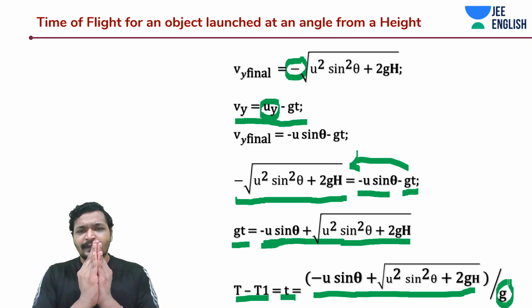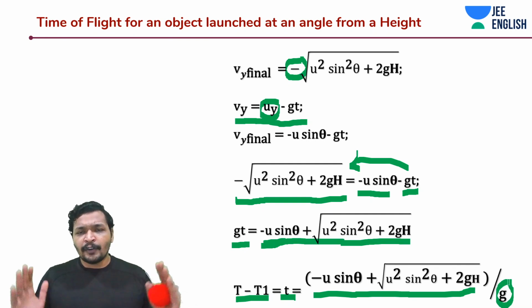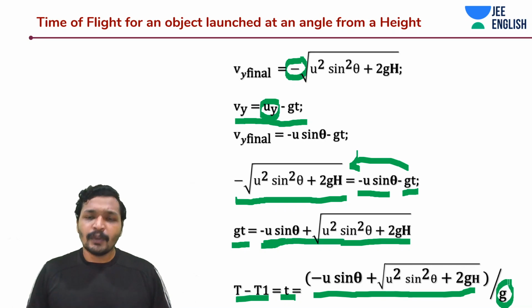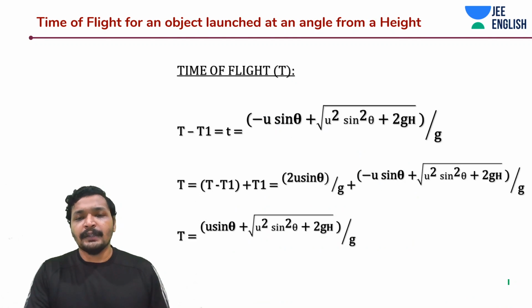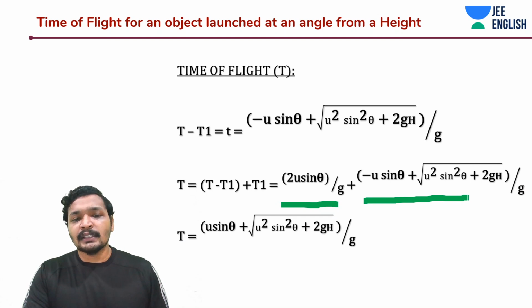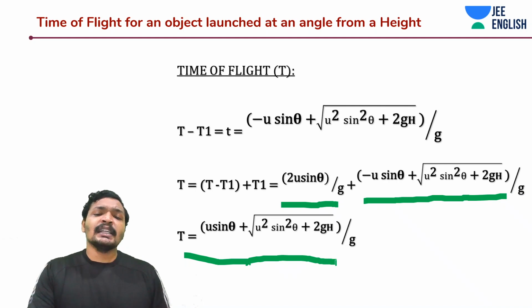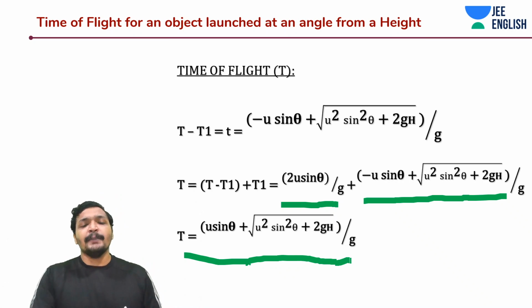Add both of these times. Add both parts of this motion to get the total time of flight. So I'm going to add 2u sine theta by g plus the one that we found earlier, that is t minus t1, which is going to give me t is equal to u sine theta plus under root u squared sine square theta plus 2gh, by g.